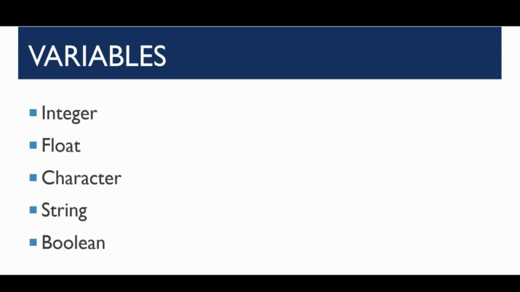So what is a character? A character is a special symbol, or you can say an alphabet or a number, which is written between single inverted commas, and it should contain only a single character.